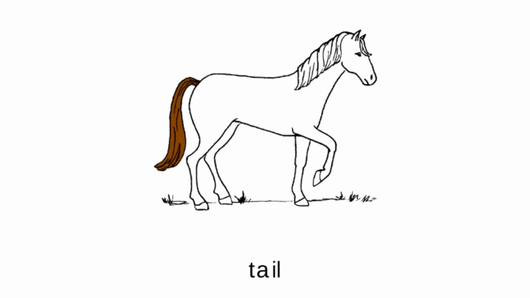Many mammals have tails, and tails have a lot of uses. Some use them to swat away insects, and others use them for climbing or swinging. Some mammals, like humans, have no tails.